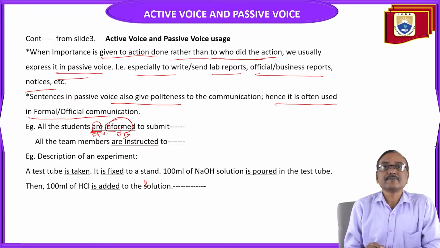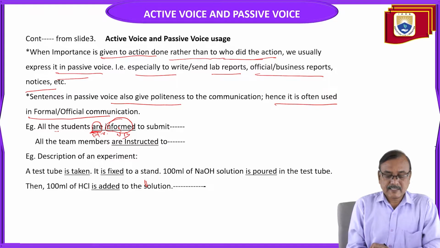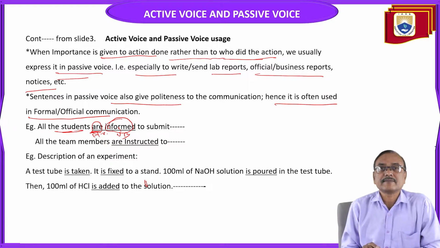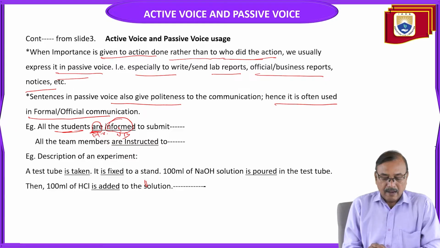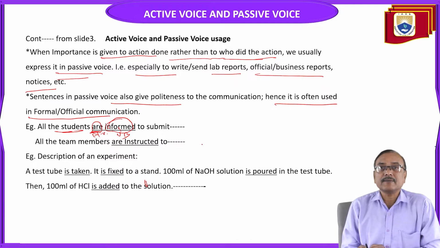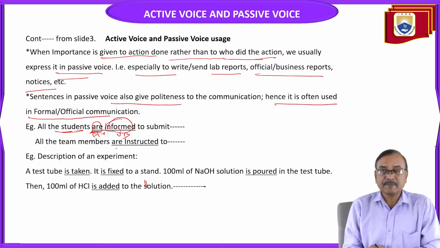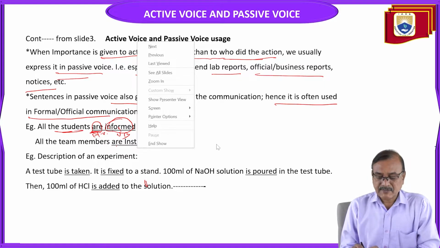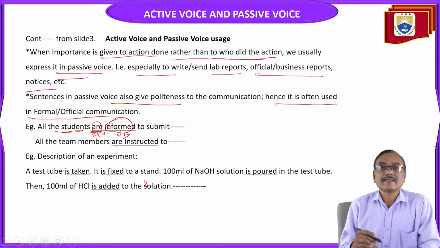All students are informed to submit. Next, all team members are instructed to. Are instructed: this is B form, and this is V3 form. So like this we use passive expressions. We use passive voice in sending instructions in an official note. Is it clear?